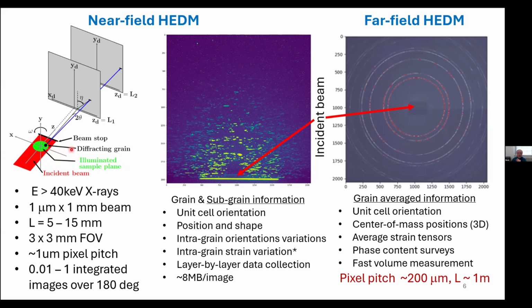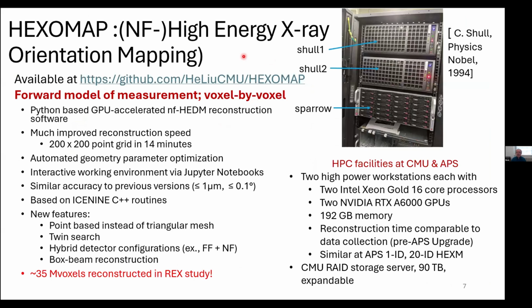So untangling this, figuring out both the scattering geometry, that is the 2 theta angle, the scattering angle, and the orientation of that scattered beam, eta, is a pretty serious computational problem. So here's how we solve it. Nice powerful workstations with good powerful GPUs.